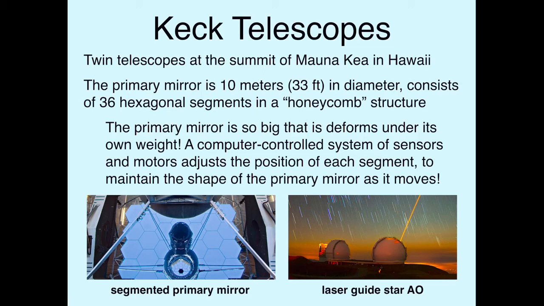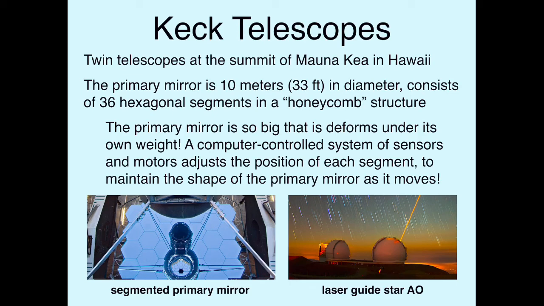The primary mirror of each one is 10 meters in diameter, which is about 33 feet. And it doesn't consist of just a single piece. Instead, the primary mirror consists of 36 different hexagonal segments that are arranged together to form the primary mirror. So it has a structure that looks kind of like a honeycomb if you look at it. The primary mirror is actually so big that it can deform under its own weight. So that's a problem that needs to be corrected for.